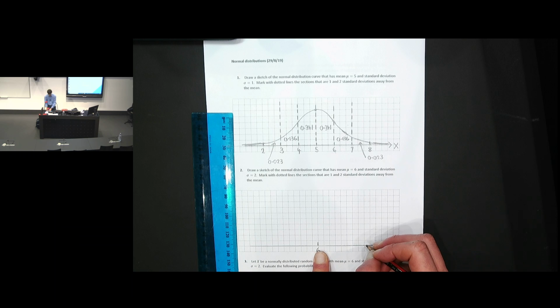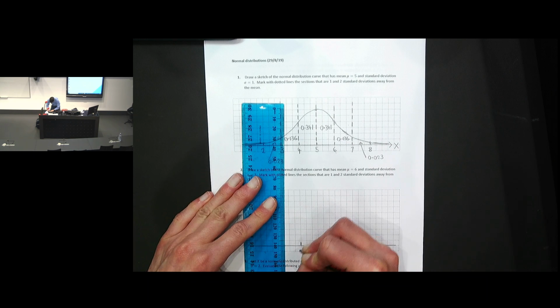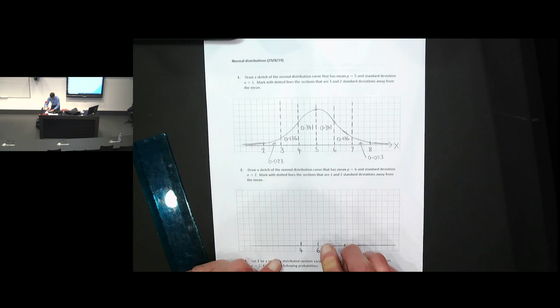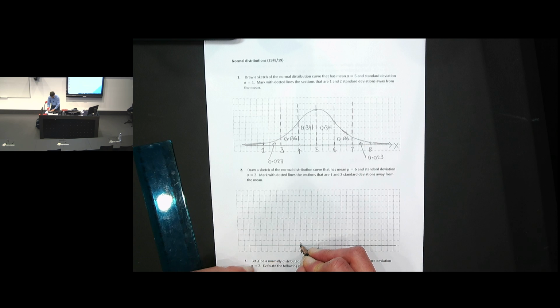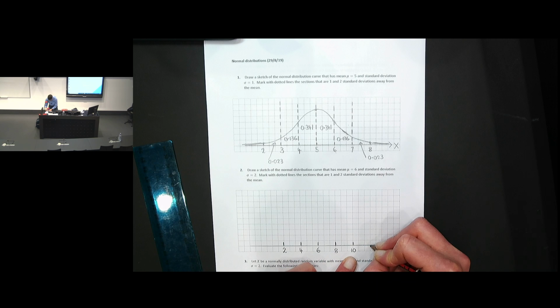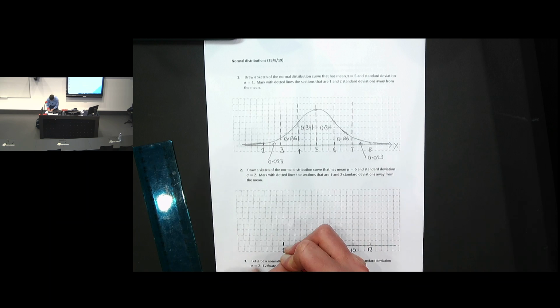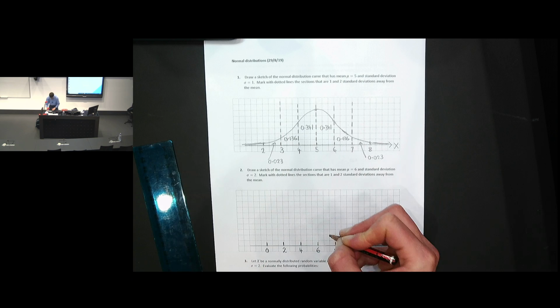So the point that is 1 standard deviation to the left of this mean is going to be 4. The point that is 2 standard deviations away from this mean to the left, we need to go 1 standard deviation, 2 standard deviations, so this will be 2. And same going back the other way. 1 standard deviation this way is going to take us to 8. Another standard deviation that way will take us to 10. Another standard deviation this way will take us to 12. Another standard deviation this way will take us to 0.